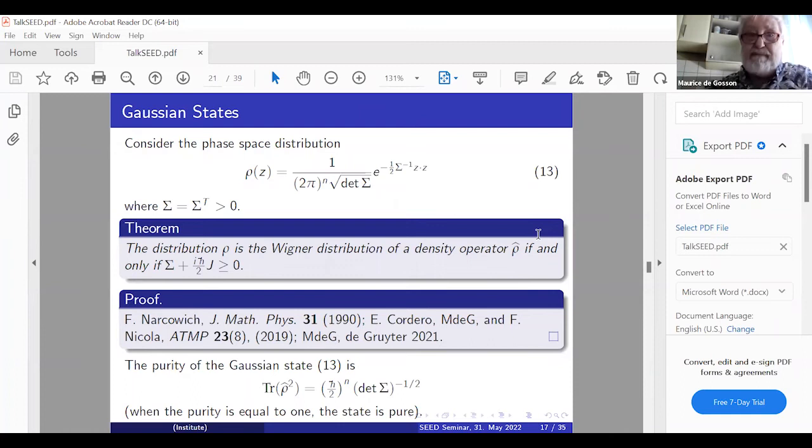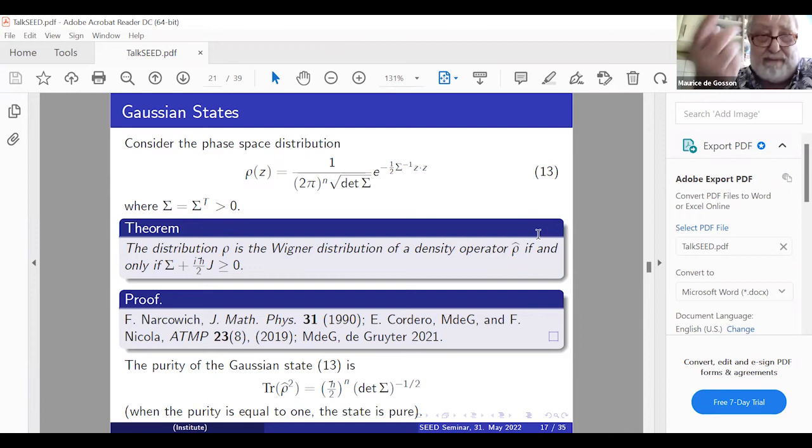Okay, the proof is given in the same paper by Narcowich I mentioned a moment ago, and a new proof, in a sense simpler, was given also by myself and my collaborators in 2019. You can also find it in my 2021 book, in which I detailed all that. Then you define the purity of the Gaussian state. You can actually define the purity of an arbitrary density operator. It's, by definition, the trace of rho hat squared. And it's easy to show that the state is pure if and only if the trace of rho hat squared is equal to 1, which motivates the terminology purity.